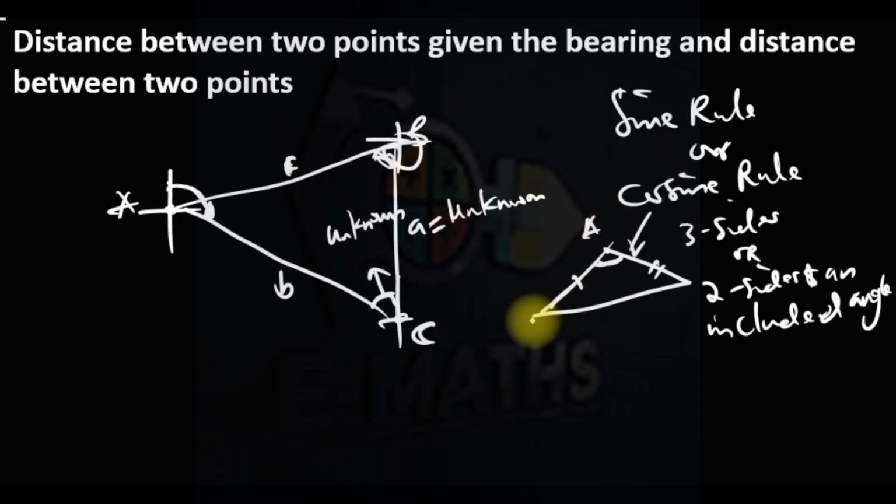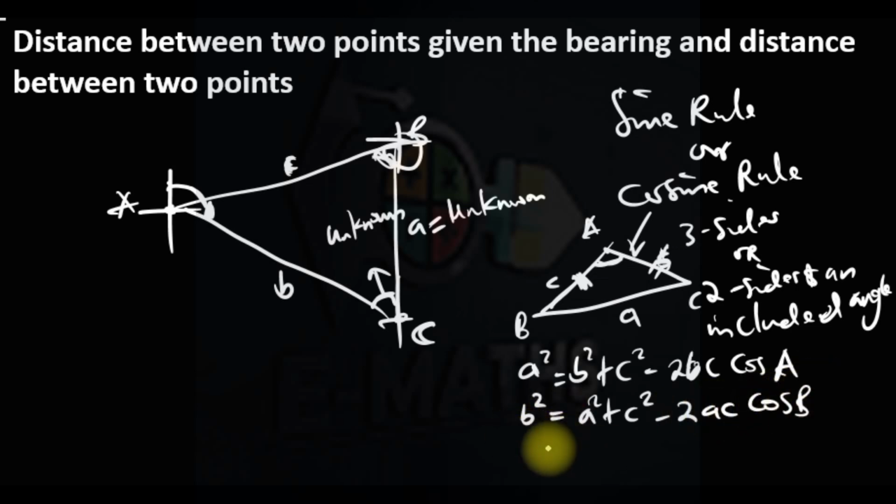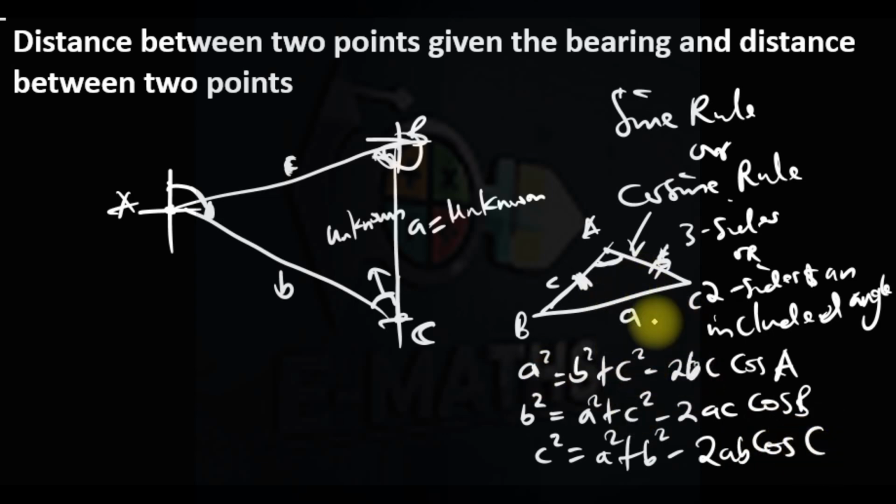And how do you state it? It states that, given small letter b and small letter c, assuming a is the unknown, a squared is b squared plus c squared minus 2bc cosine of the angle between the two, which is A. So if you are looking for a, the angle here is A. If you are looking for b, it's now a squared plus c squared minus 2ac cos B. And if you are looking for c, it's now a squared plus b squared minus 2ab cos C. So that's our cosine rule. So we are going to use it here.